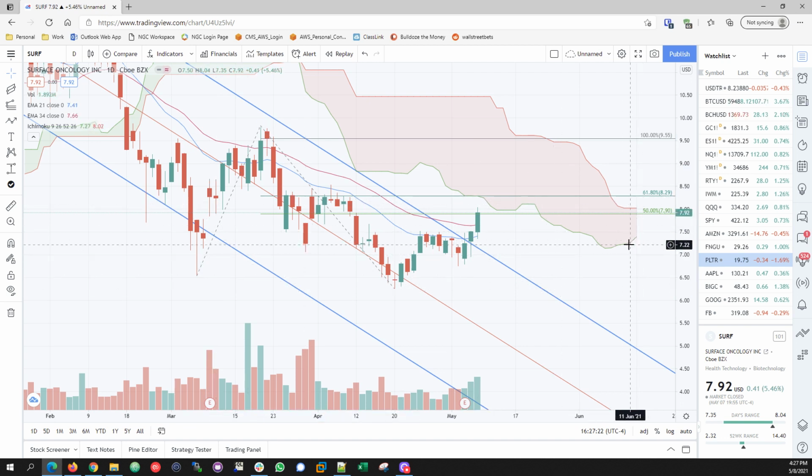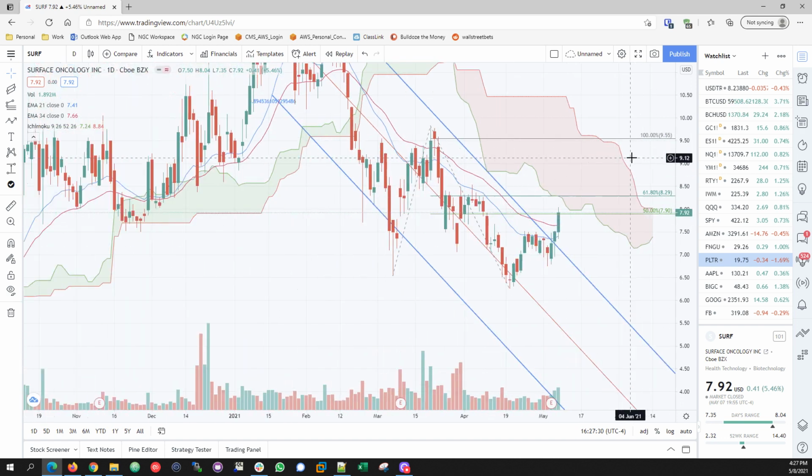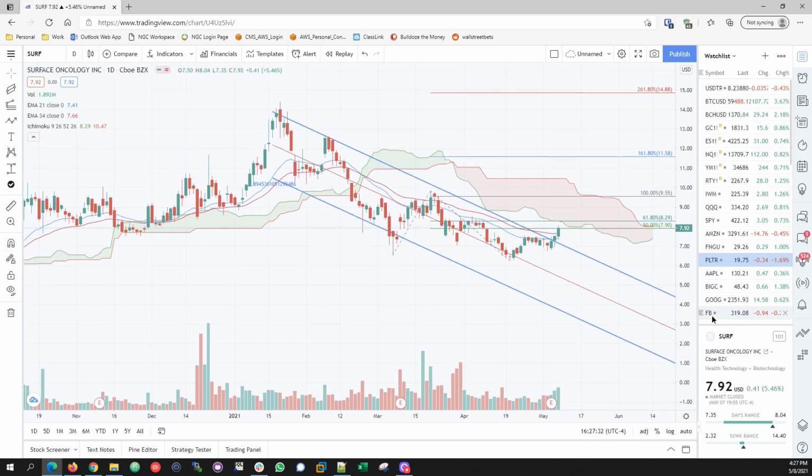$829 actually. 829 will be my target, and if it breaks above 955. Where is the support? I can draw the support very easily because it's been established at this point right here, 707. Okay?